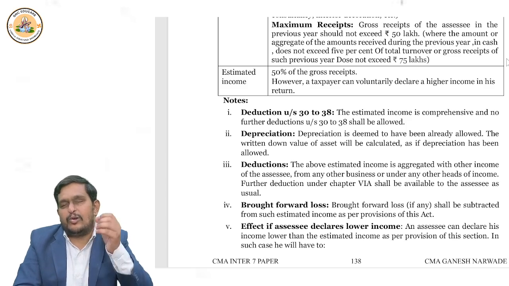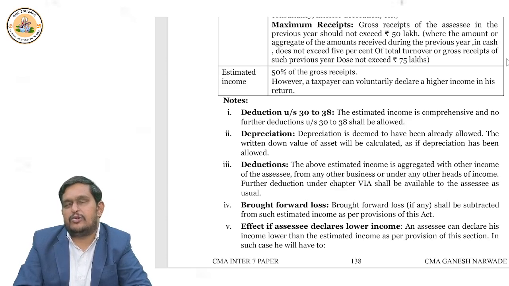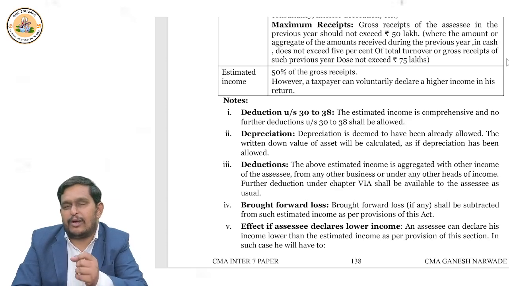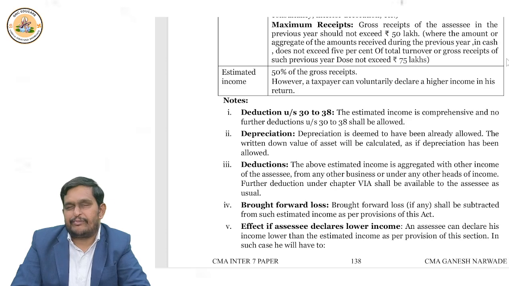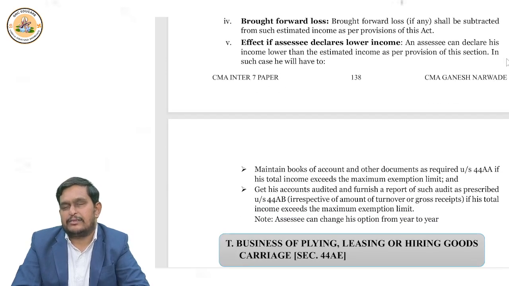But if you want to show lower income than 50%, then definitely you have to maintain the books as per 44AA, preserve them for 6 years, and also get the tax audit done as per 44AB. Like this, you are required to remember the topic.